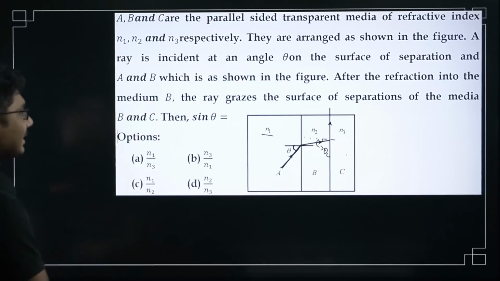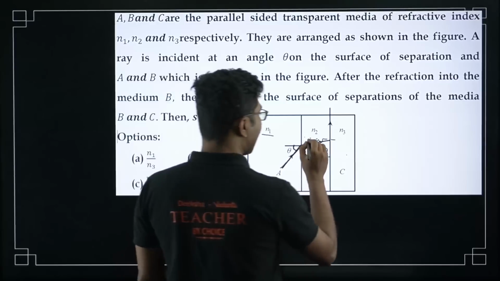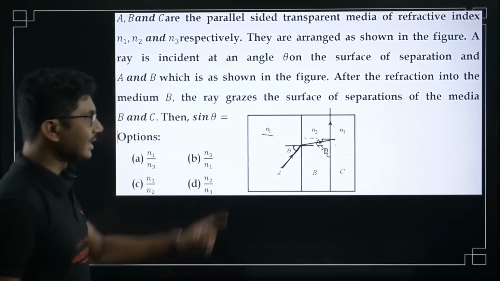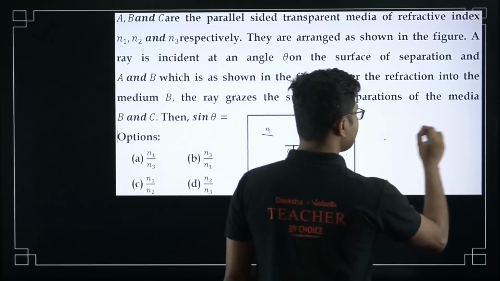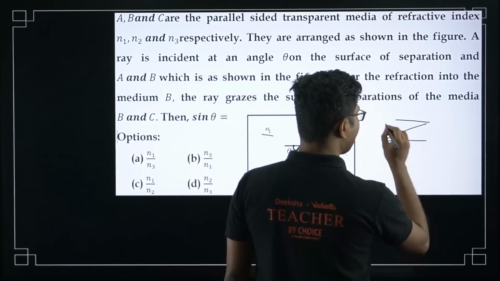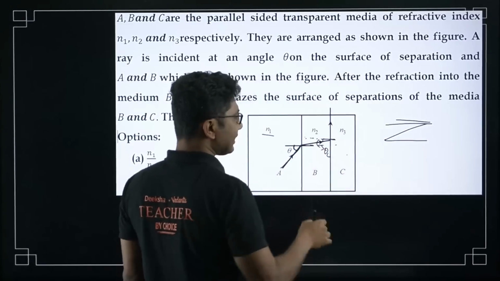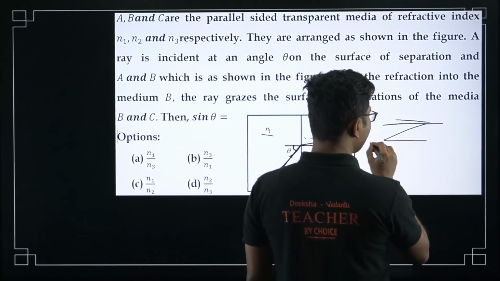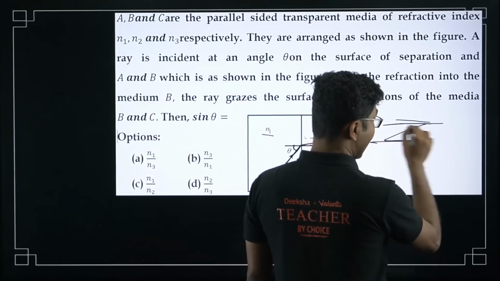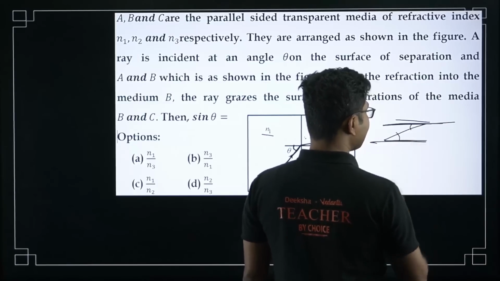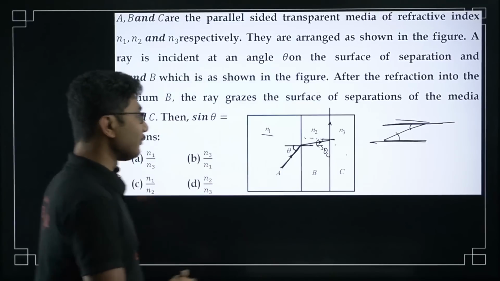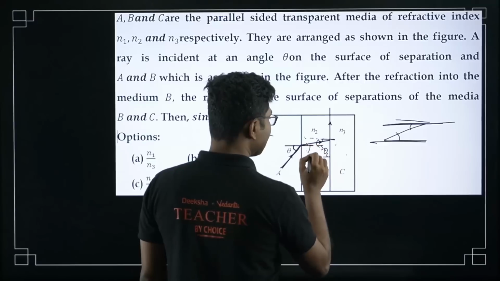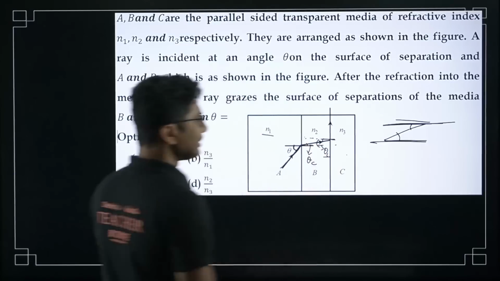This angle is theta C, and if you see this line and this line, they are parallel lines and they are in the same medium, right? Both are perpendicular. These lines are parallel, so this and this angle are alternate angles. So if we say this angle is theta C, then definitely we can say this angle is also theta C.